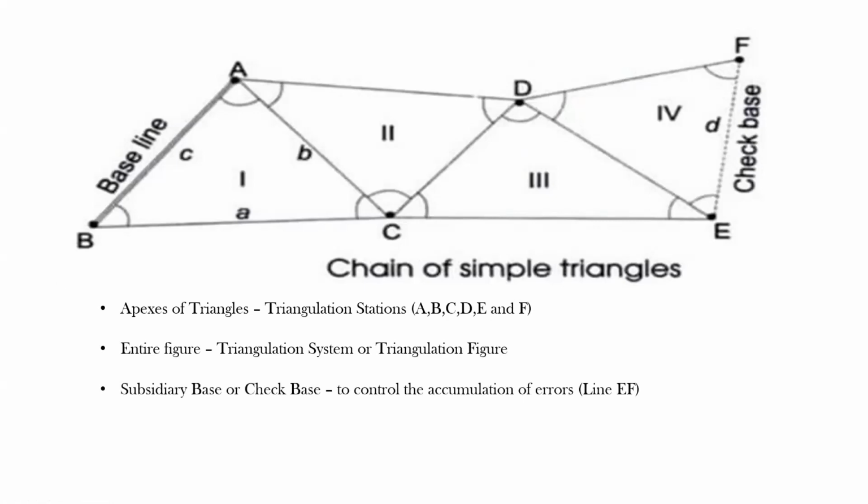We have something called a subsidiary base or check base, which is the line EF. These are formulated so that, while computing, if there are any errors which follow from A, B, C, D, E, F, we get to check whether something needs to be corrected or not. And AB is the baseline. This is the only line whose linear measurement will be measured. All other lengths AC, BC, AD, CD will be computed based on the angles measured at A, B, C, D, E, F respectively.